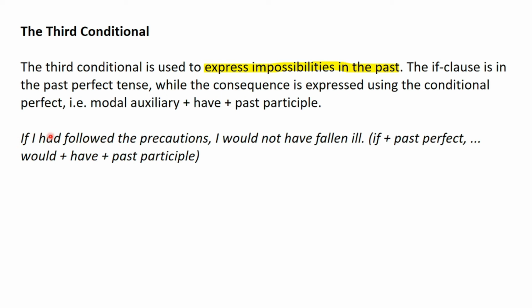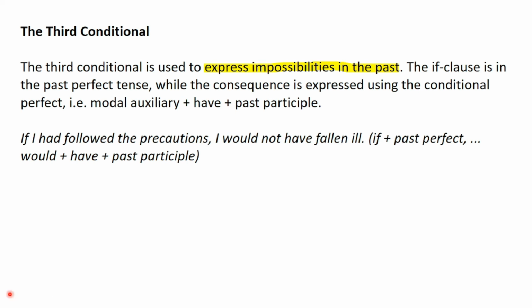If I had followed the precautions, and look at the consequence side of the sentence, I would not have fallen ill. This is something that would not have happened had I followed the precautions in the past. The second part of this sentence is a conditional perfect. Now what does a conditional perfect mean? It means it has a modal auxiliary followed by have followed by past participle. Combined with the modal auxiliary, it becomes a conditional perfect. Would have fallen, would not have fallen. This is the conditional perfect tense that we're using in this sentence. If I had followed the precautions, I would not have fallen ill.